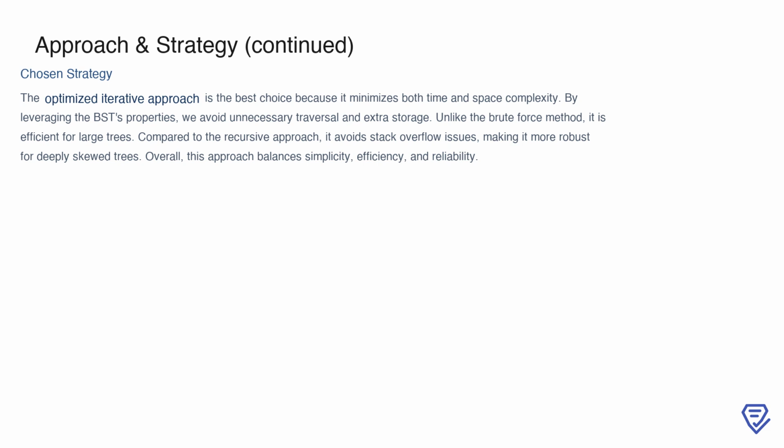Compared to the recursive alternative, it eliminates the risk of stack overflow, which is especially important when working with deeply skewed trees. These qualities make it the most practical and robust solution for finding the in-order successor in a BST, ensuring it performs well across a variety of tree structures and sizes.